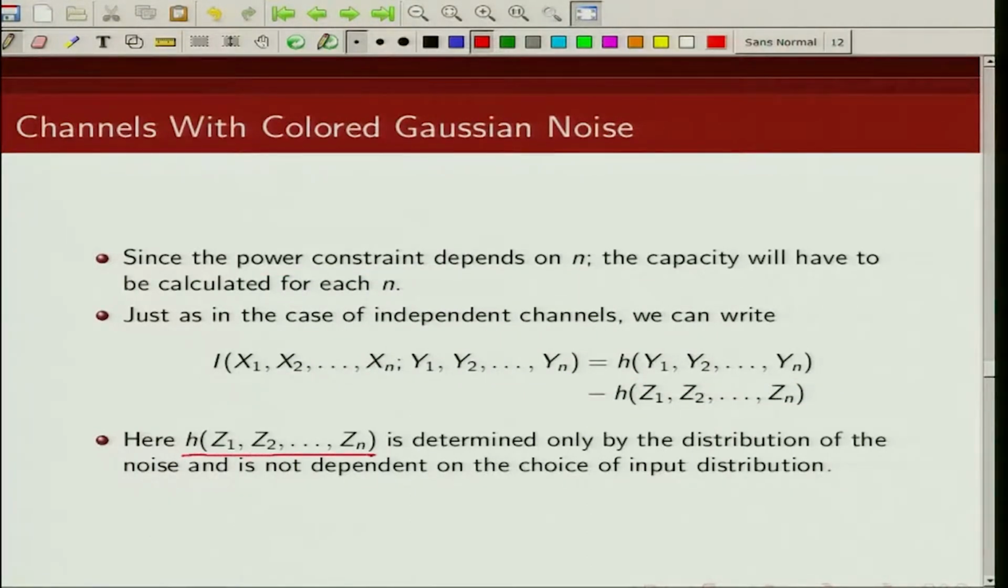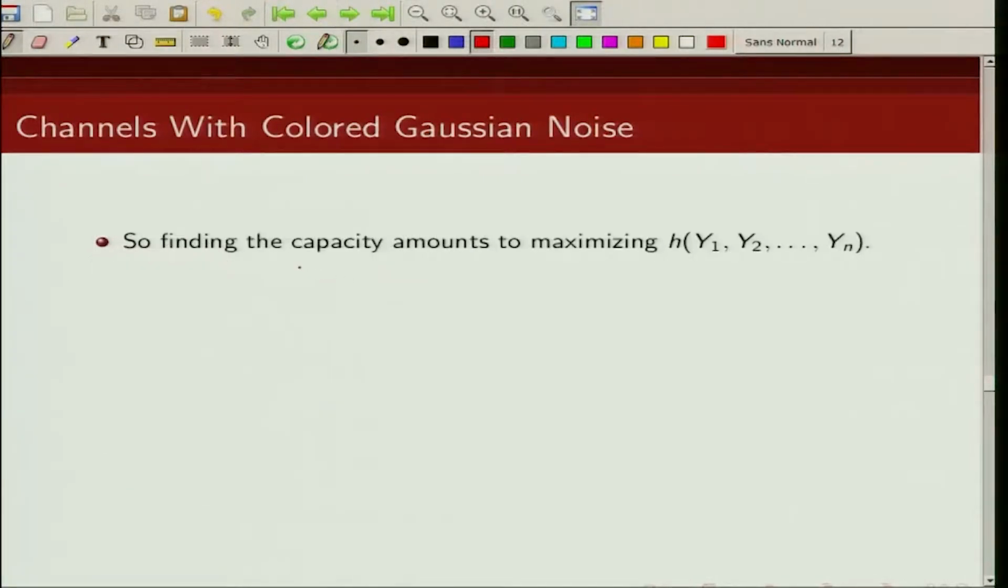Now this differential entropy of z1, z2, z3, zn is determined by the distribution of noise, and it does not depend on input distribution. So to maximize this capacity, we need to concentrate on this term, joint entropy of y1, y2, y3, yn. So as I said, maximizing capacity is basically we have to find out what is the maximum value of this joint differential entropy H of y1, y2, y3, yn.